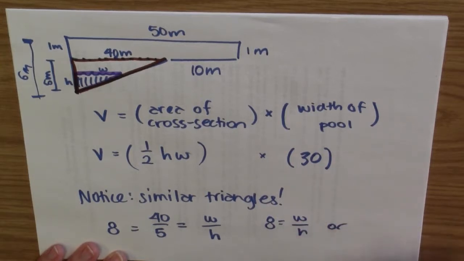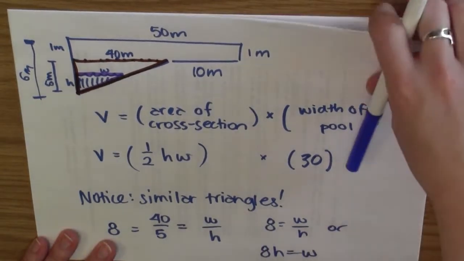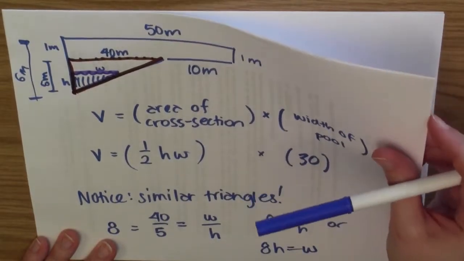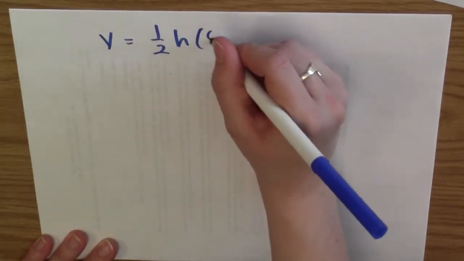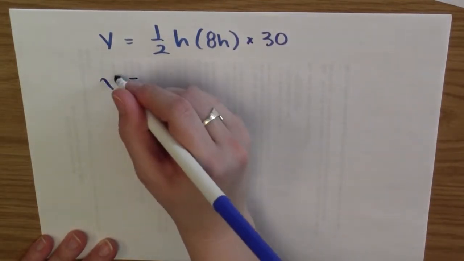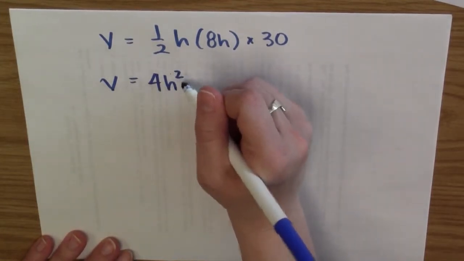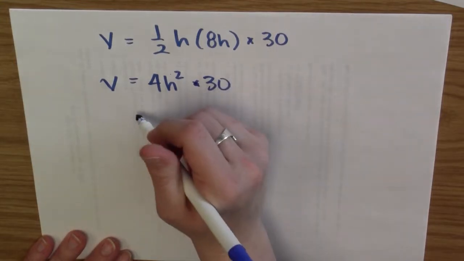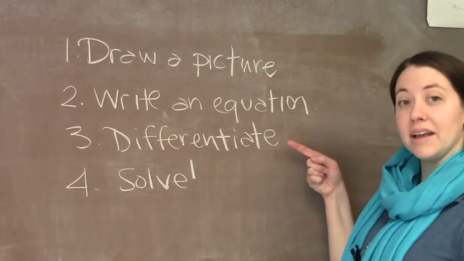Multiplying both sides by h, I get 8h is equal to w. So now I can substitute that in my equation, which means that the volume is equal to 1/2 h times w, which is 8h, times 30. So simplifying still, I have 1/2 times 8, which is 4h squared, times 30, and 4 times 30 is 120h squared. Step 3 is to differentiate.